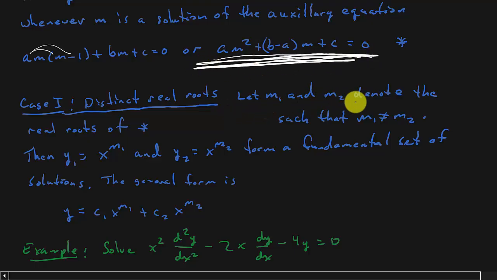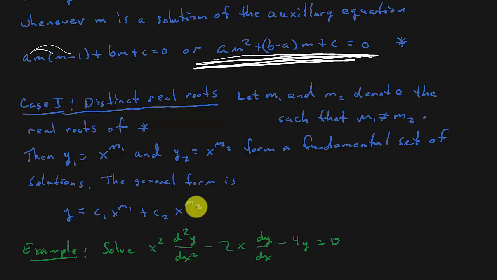So let m1 and m2 denote the real roots of star such that m1 does not equal m2. Then y1 equals x to the m1 and y2 equals x to the m2 form a fundamental set of solutions. The general form is y equals c1 x to the m1 plus c2 x to the m2. All right, so let's go ahead and solve these examples here.